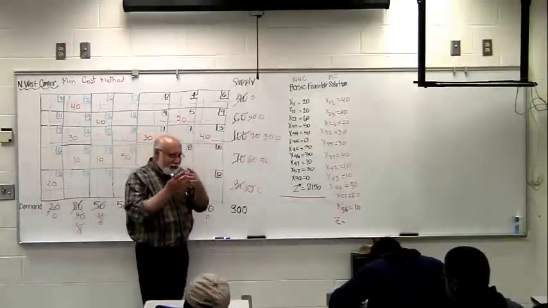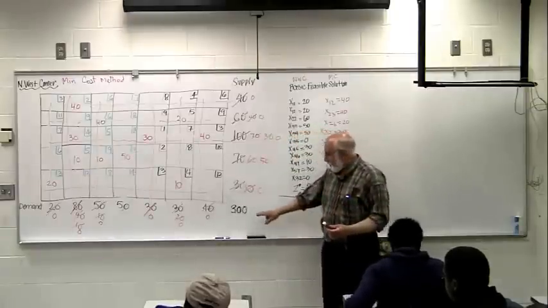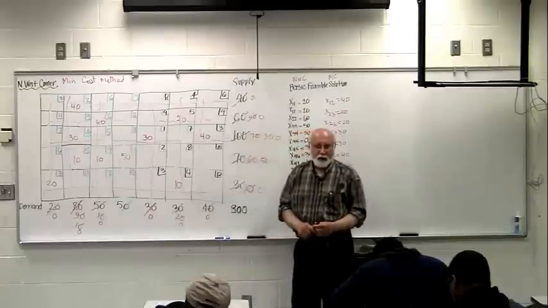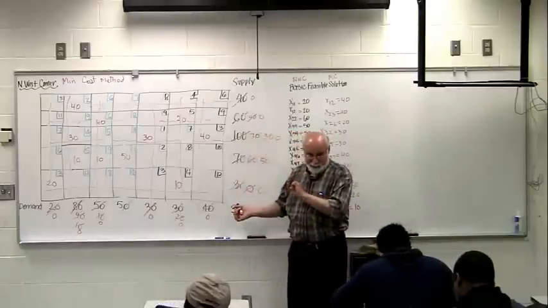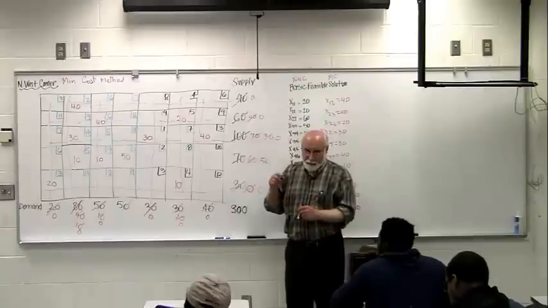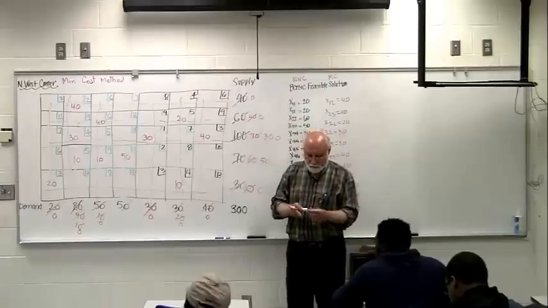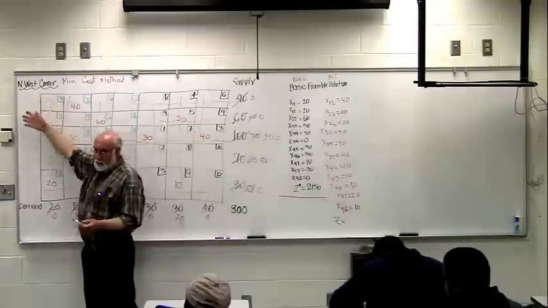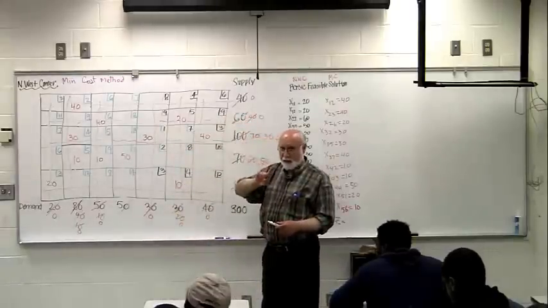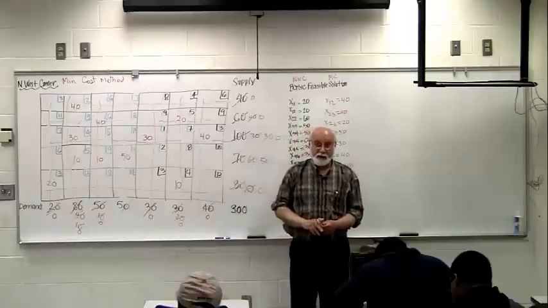So one of these constraints is not independent of the rest of them, and that's because we have a balanced problem. The summation of this and the summation of that are equal. So you always have in a transportation problem m plus n minus 1. If you have m in here and n in here, 5 plus 7 minus 1 is the number of basic variables that you have. Always count to see whether you have more or less.